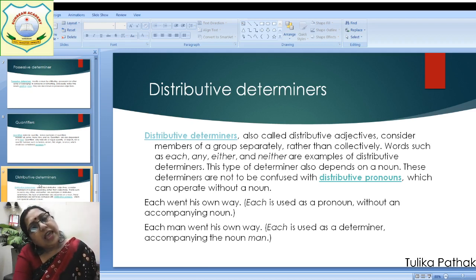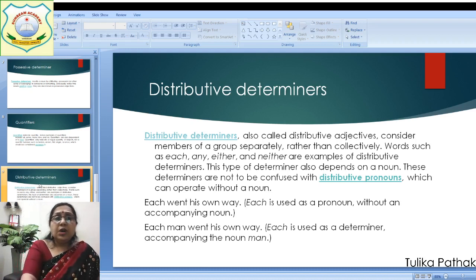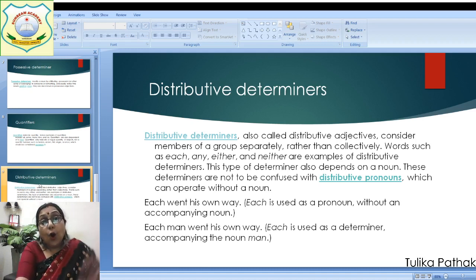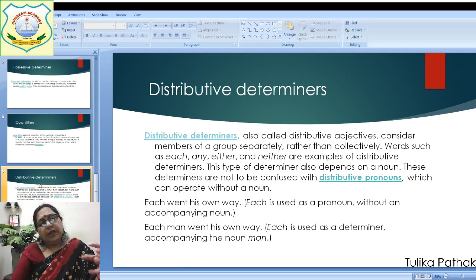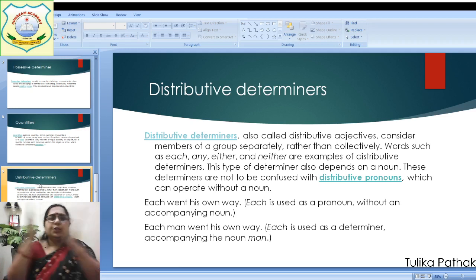So you can see, as many kinds of determiners as I have taught you, it needs a noun to clarify, to modify, isn't it? But remember the first statement which I used, that all determiners cannot be used with all kinds of nouns. There are specific determiners with specific sets of nouns. This type of determiner also depends on a noun.